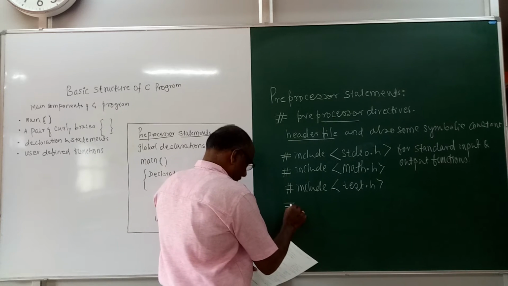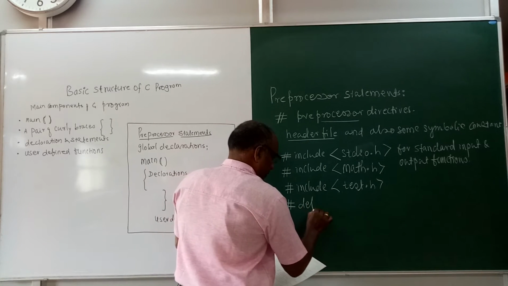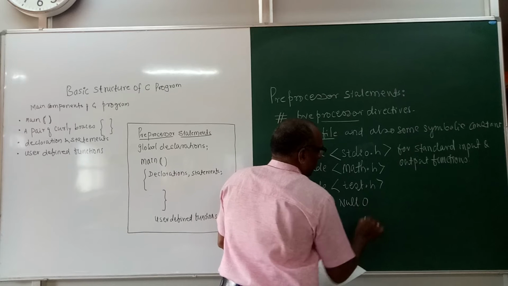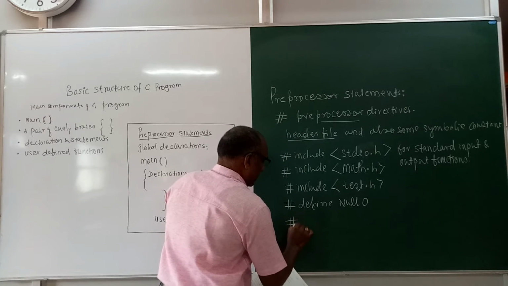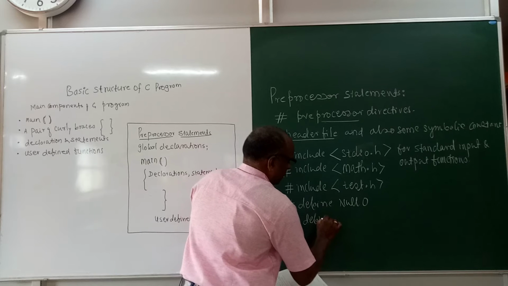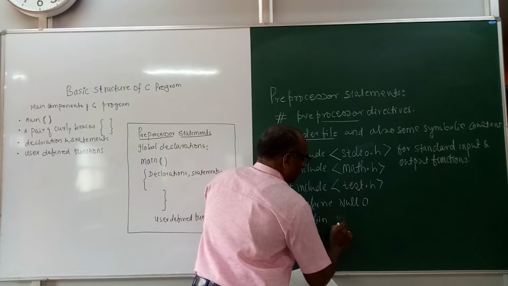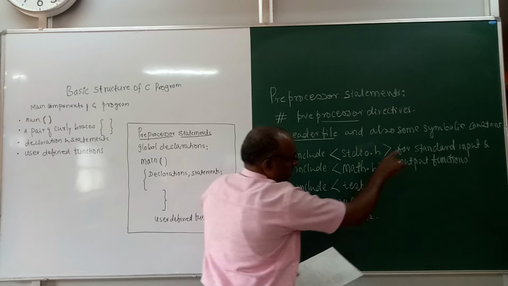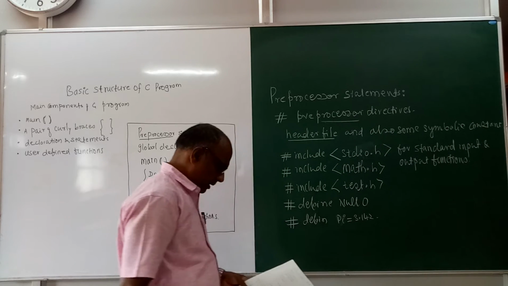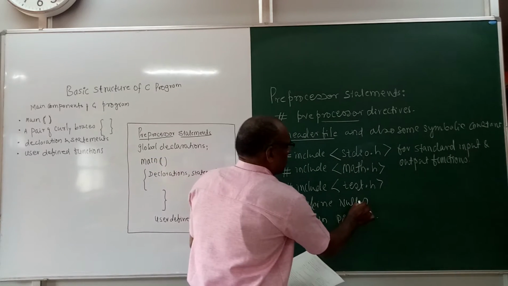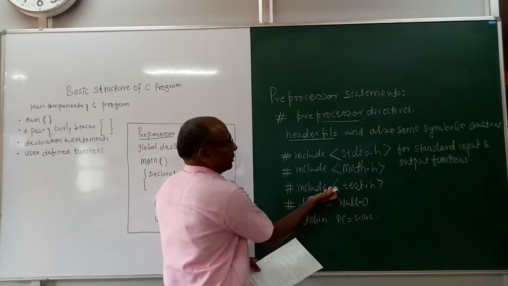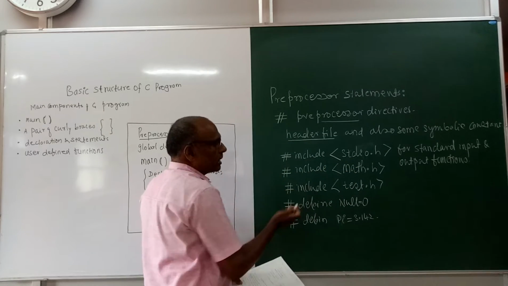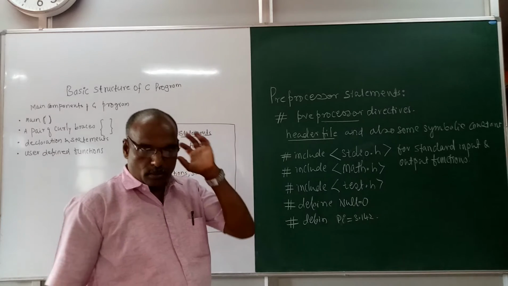Say I will define a null that is 0, or I will define, say, pi symbol 3.142, that is a symbolic constant. This includes, say, a null constant. This is a test file, this is a header file, this is standard input. These are called preprocessor statements.